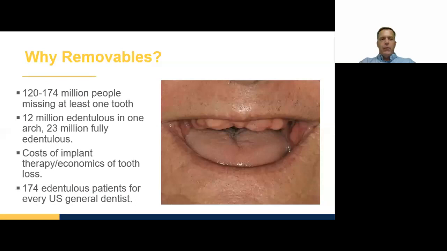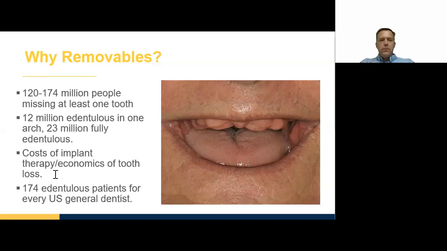So let's talk about removables. If you look at statistics on this, it's interesting to see the range. I think most people think about the American College of Prosthodontists numbers that say there are 120 million people missing at least one tooth. I've seen a National Institute of Health study that said that 52% of people, the majority, are missing at least one tooth. Again, American College of Prosthodontists: 12 million edentulous people in one arch, 23 million fully edentulous.